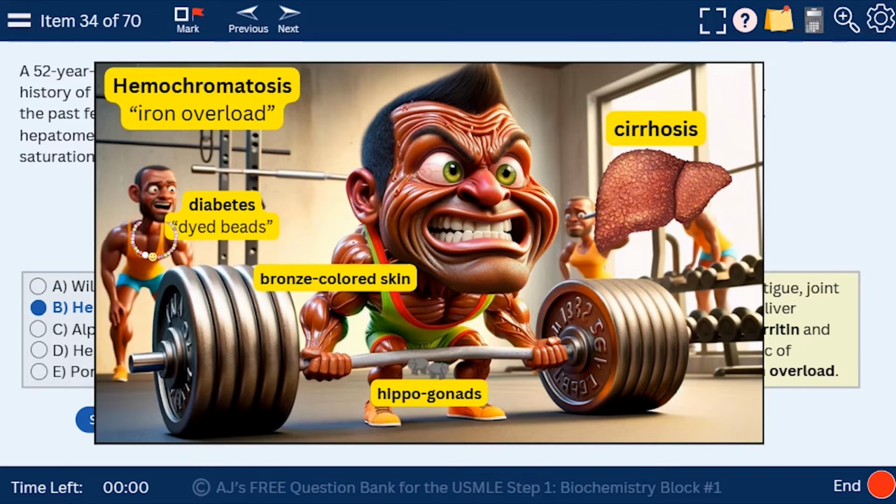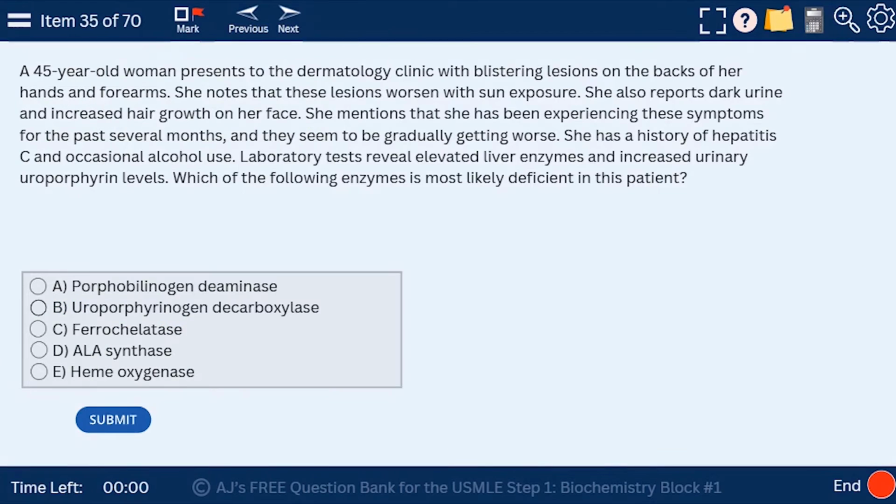And by the way, the dyed beads that the other guy in the gym is wearing reminds us of diabetes, the Diabetes Association.